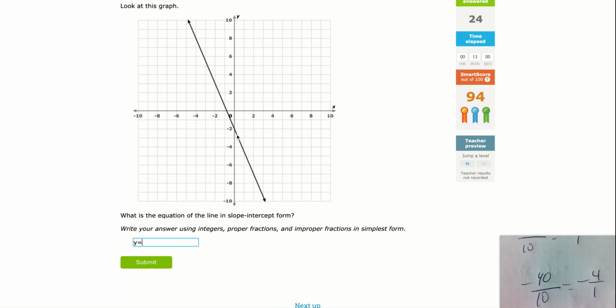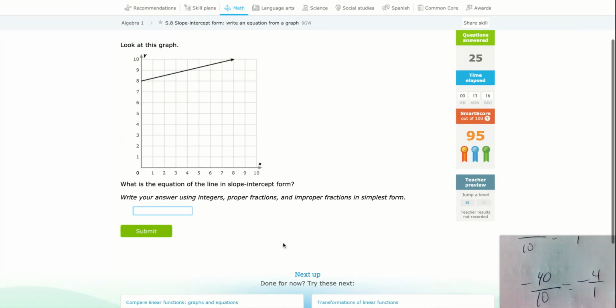Y equals, looks like my slope is negative. Looks like I'm going up, not to there, but to here. So it looks like I went up 5 and over 2. So a negative 5 halves x minus, because the y-intercept is a negative 2. Y equals, looks like I go up 1 over 4. So 1 over 4, positive slope, times x plus 8.